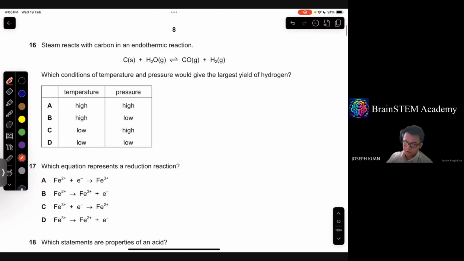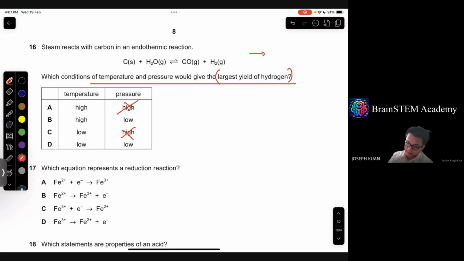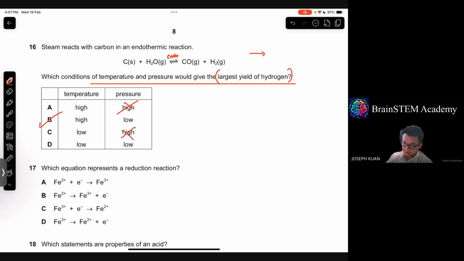Moving on, question 16. Steam reacts with carbon in an endothermic reaction. Which condition of temperature and pressure will give the largest yield of hydrogen? So we want the equilibrium position to shift to the right. Since the right-hand side has more gas than the left-hand side, we have to decrease the pressure so that it favors the side with more gas, allowing the equilibrium position to shift to the right. And our forward reaction is endothermic, which means that to favor endothermic, we must make sure the temperature is high enough. So question 16, the answer is B for boy.